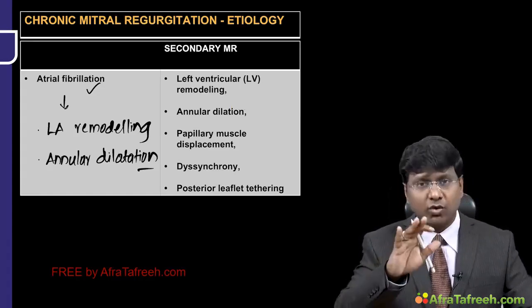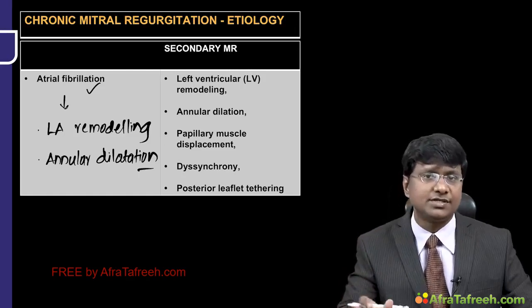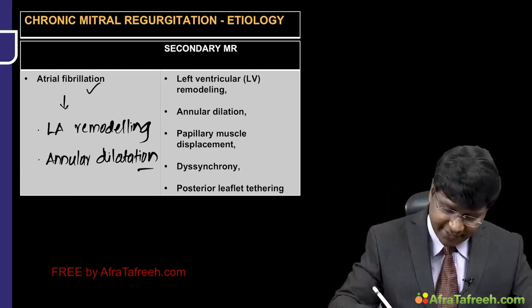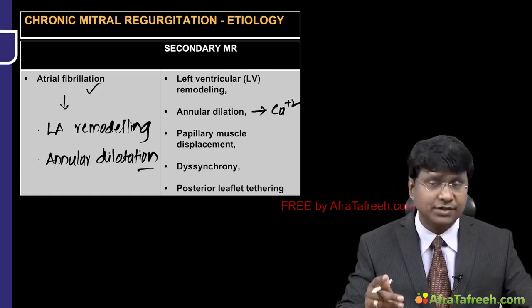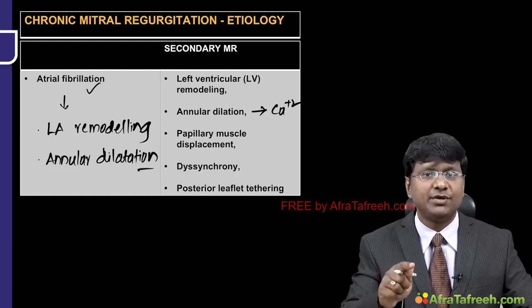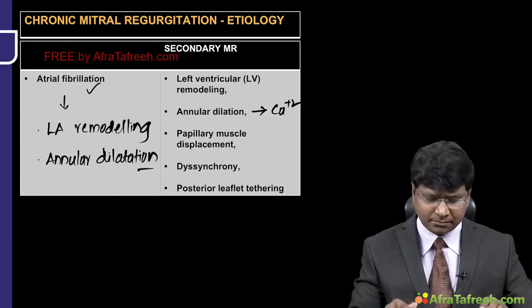So finally, another important etiology that can cause MR is annular calcification. So even annular calcification is responsible for the development of mitral regurgitation. Okay, right.